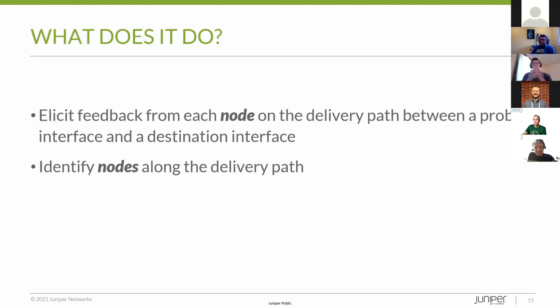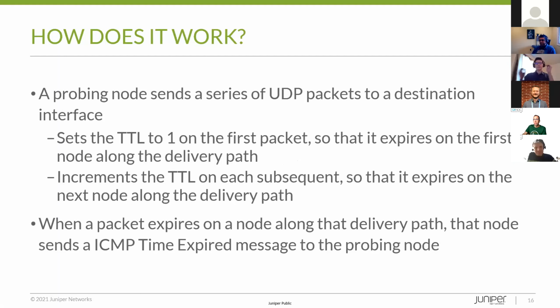So what does TRACEROUTE do? TRACEROUTE sends a series of successive messages to elicit feedback from each node along the delivery path between a source and a destination. And you can identify the nodes along the delivery path. Again, we can only get information on the node level, which actually might obfuscate or hide information that we would want to know about.